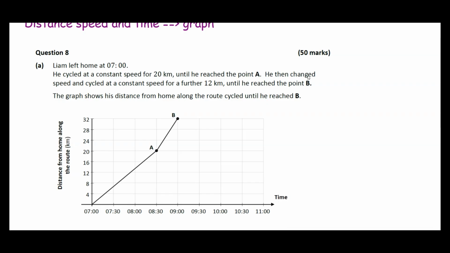He then changed speed and cycled at a constant speed for a further 12 kilometers. So at this point, he goes another 12 kilometers, but this time he goes faster until he reaches the point B. The graph shows the distance from home along the route cycled until he reached B.